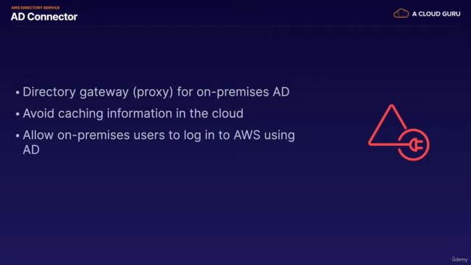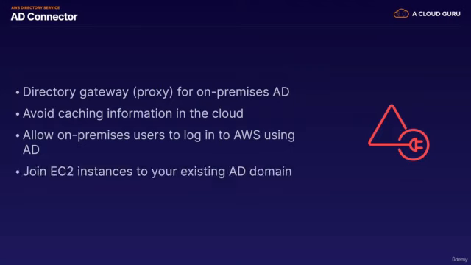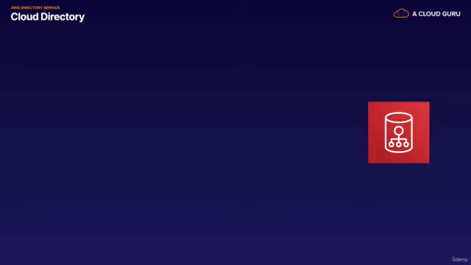And it allows on-premises users to log into AWS using AD. So you can join your EC2 instances in AWS to your existing on-premises AD domain. And as your needs grow, you can scale across multiple AD connectors. So those are the three Microsoft-compatible services: Microsoft Managed AD, Simple AD, and AD Connector. Now let's take a look at Cloud Directory.